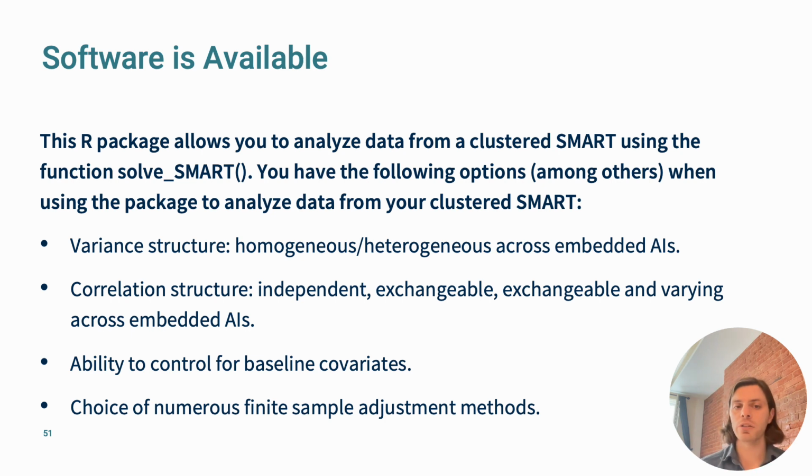So too with the correlation structure, you can set it to be independent. That was when we set the variance of our school level random intercept to be 0. It can be exchangeable. That was the initial example where we set the variance of A to J to be sigma squared sub school. Or it can be exchangeable and varying across the embedded adaptive interventions, which was that last example we looked at. So you have the option for all 3 of these correlation structures.